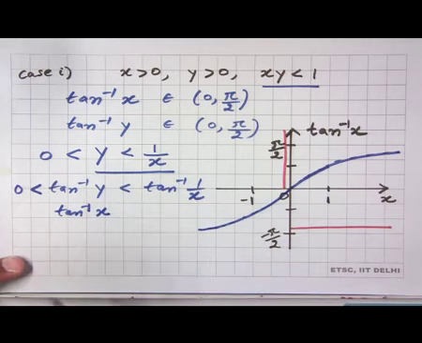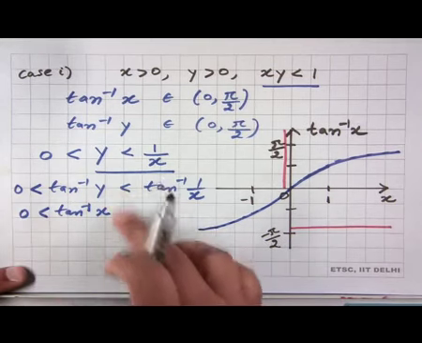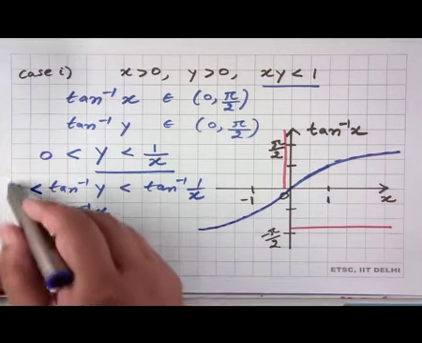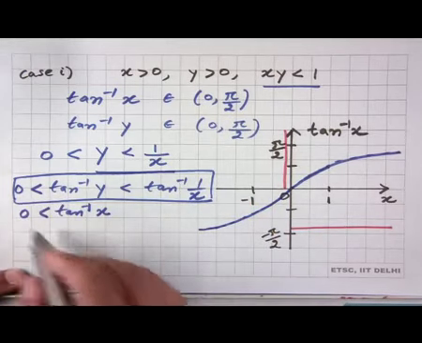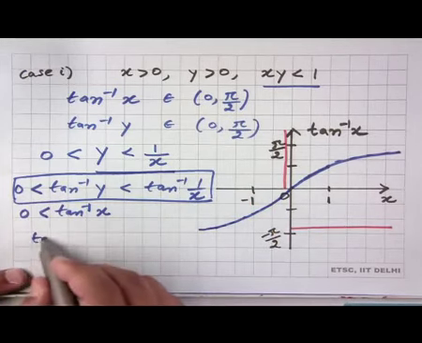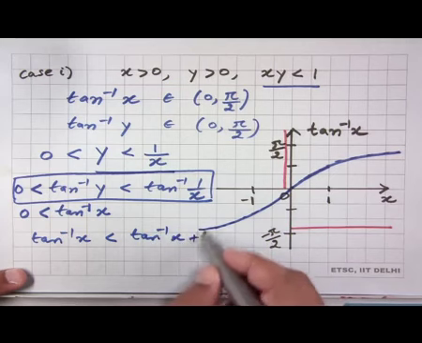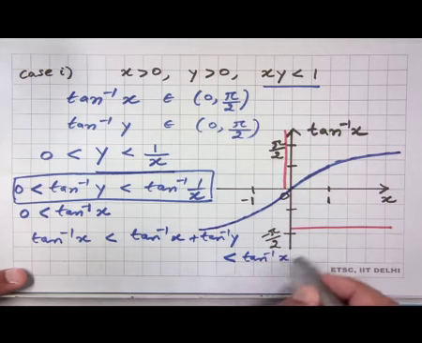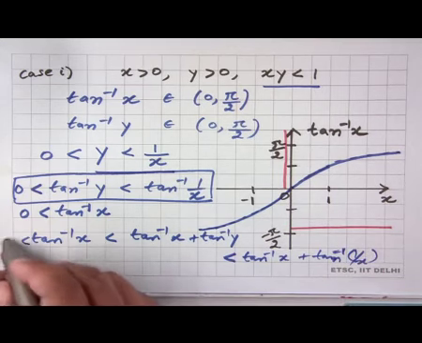tan inverse x is greater than 0 because both x and y are positive. Now, to this equation here, we will add tan inverse x everywhere. So, what we will get is tan inverse x plus 0, which is tan inverse x, is less than tan inverse x plus tan inverse y, and that is less than tan inverse x plus tan inverse 1 over x, and of course, tan inverse x here is greater than 0.